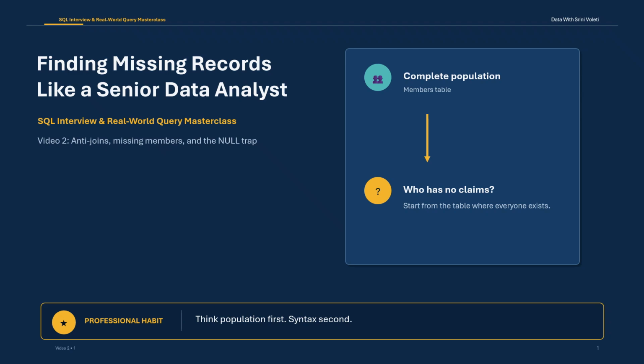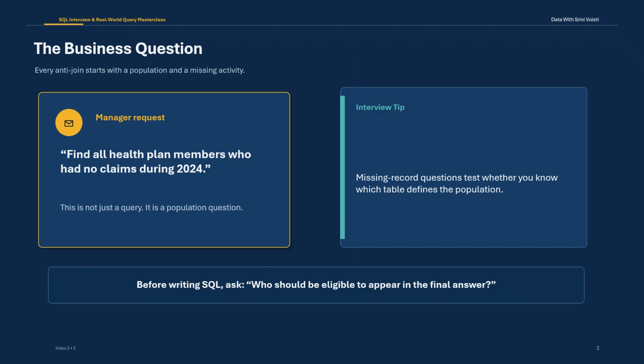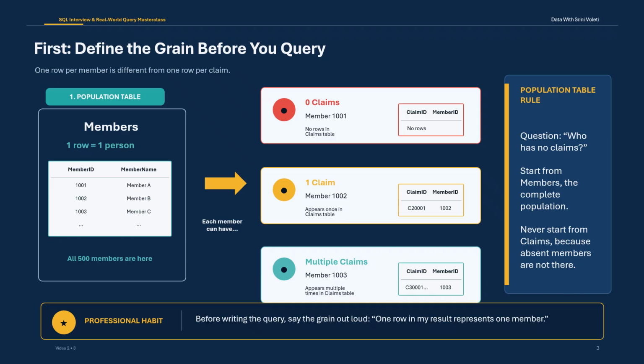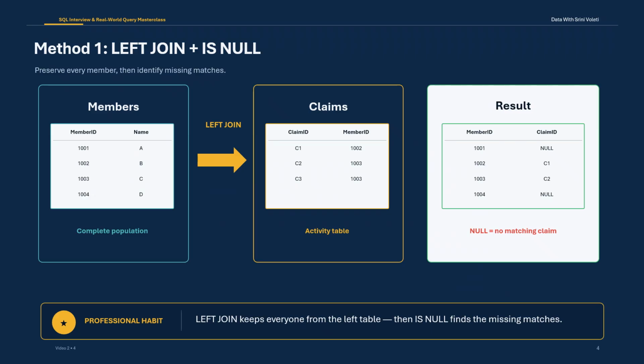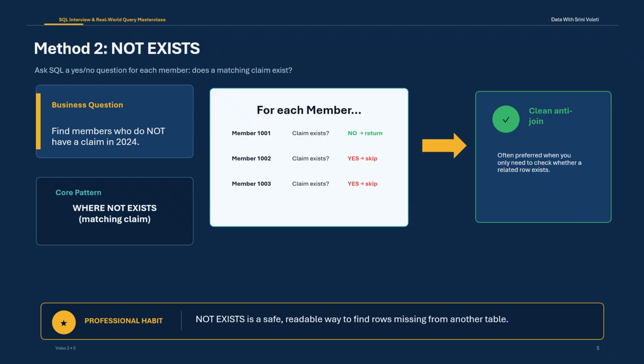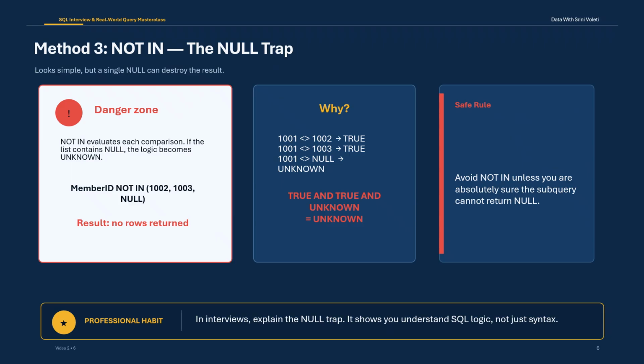Now let us apply the pattern to a real healthcare query. The requirement is to find members who had no claims during 2024. We start from the members table because it contains the complete population. We left join with claims on member ID. The 2024 date range belongs inside the on clause because it restricts which claim rows count as a match.